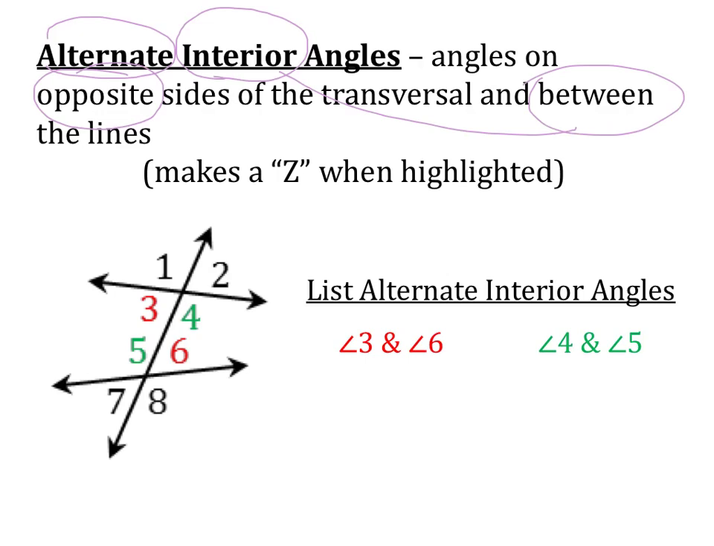Again, if we pull out our highlighter, we can highlight the two lines used to make angle 3 and the two lines used to make angle 6, and we see that we have a Z. If you highlight the lines used to create these two angles, you'll find that you have a Z. Your Z could also be backwards, as it would be if we had highlighted the lines making angle 4 and angle 5.